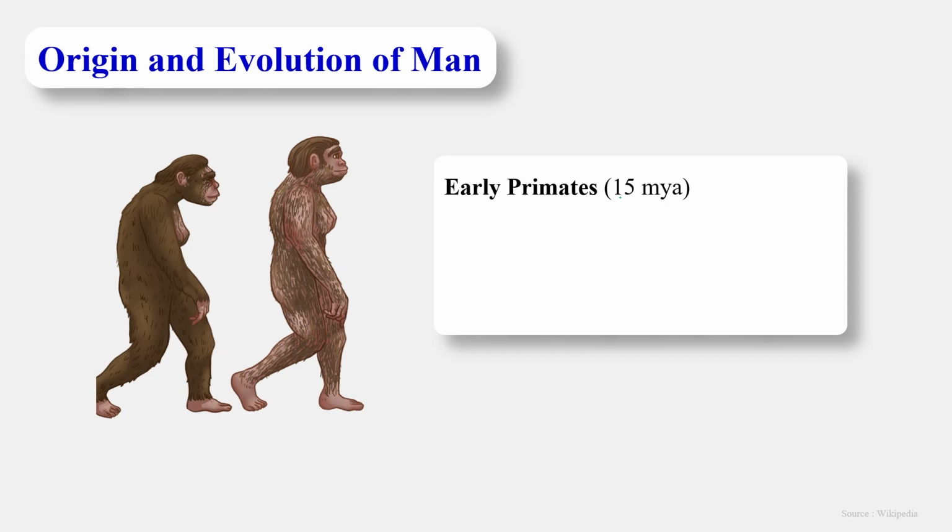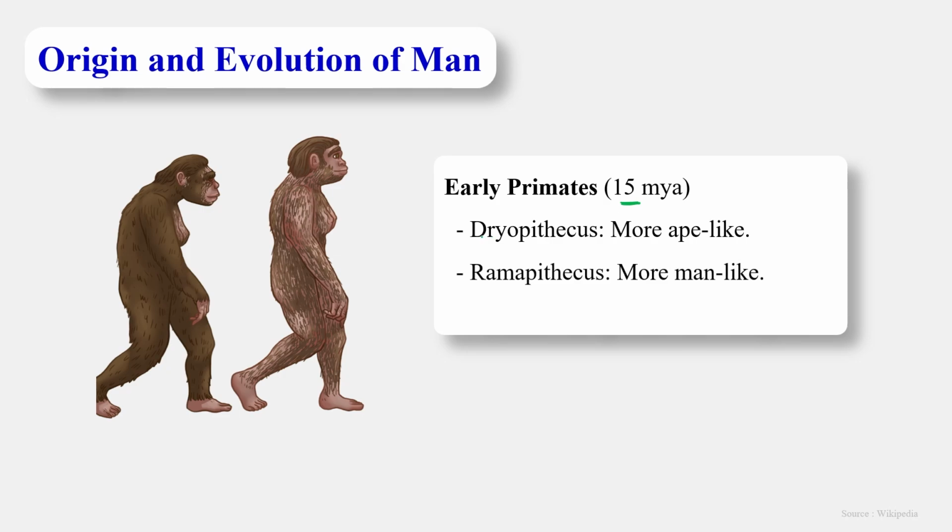Early primates developed about 15 million years ago. They are of two types, Dryopithecus and Ramapithecus. Dryopithecus looks more like an ape, while Ramapithecus looks more like a man. They both walked like gorilla and chimpanzee. So if a question asks you about the early primates which were present on the earth about 15 million years ago, Dryopithecus and Ramapithecus are the two examples.